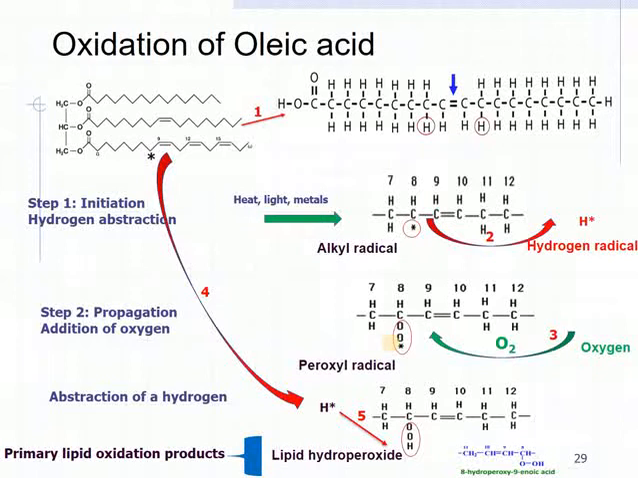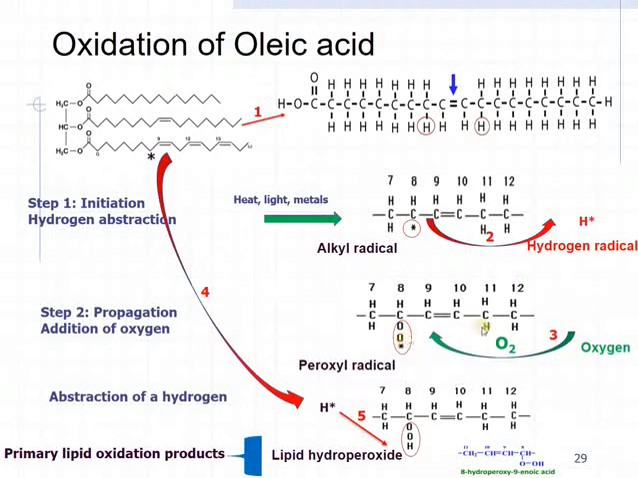Oxygen will never oxidize a fatty acid that's not in radical form. It will not react with a fatty acid whose hydrogen is not abstracted. It can never. So this oxygen can never come and oxidize here, but it can only start reacting once the alkyl radical is formed.